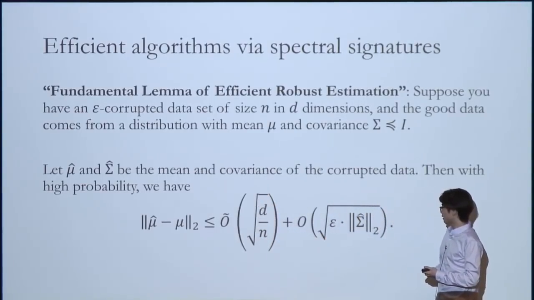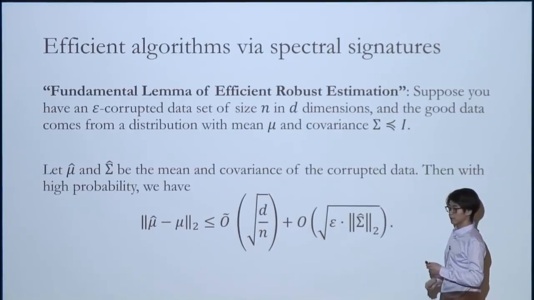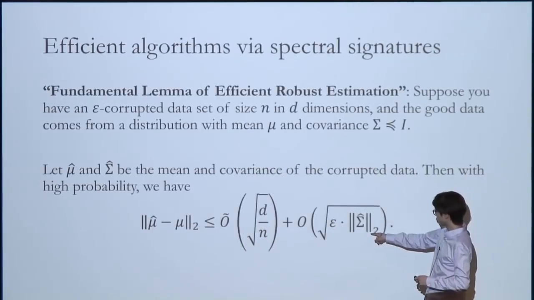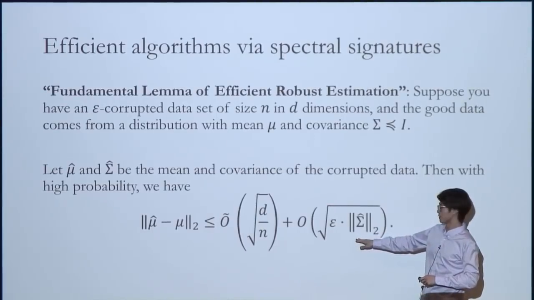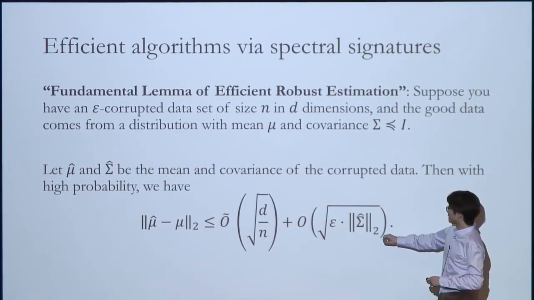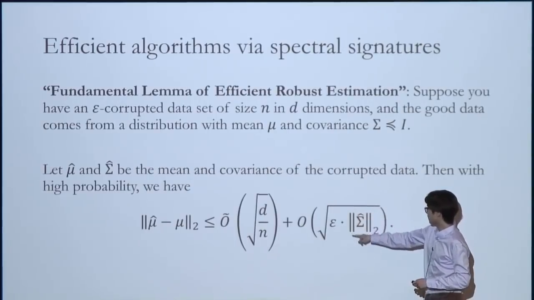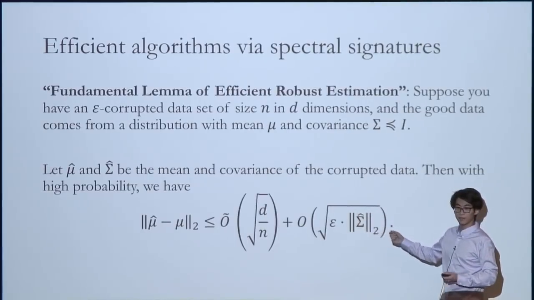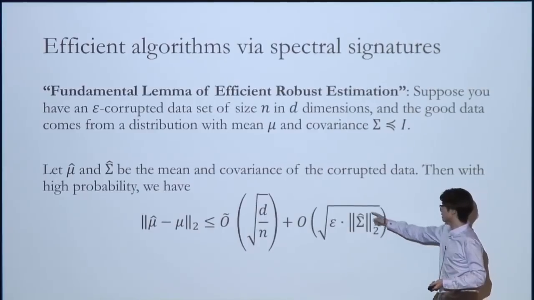Let me point out a couple of additional things. The first thing is that this term doesn't go to 0 as I take more samples. In particular, the best bound I could ever hope for on the spectral norm of sigma hat is about 1, because even if there's no corruptions, this could be about 1.